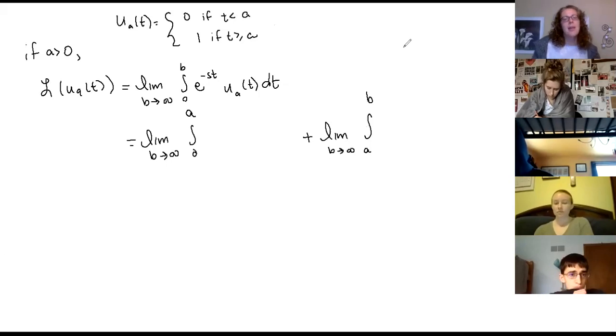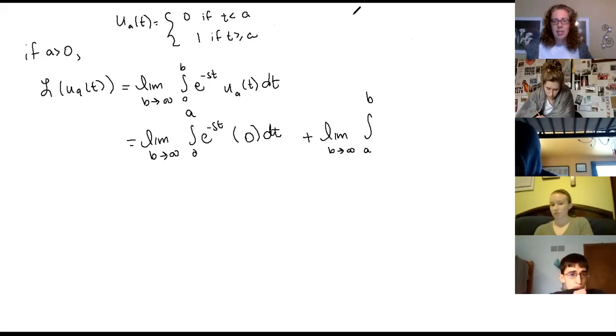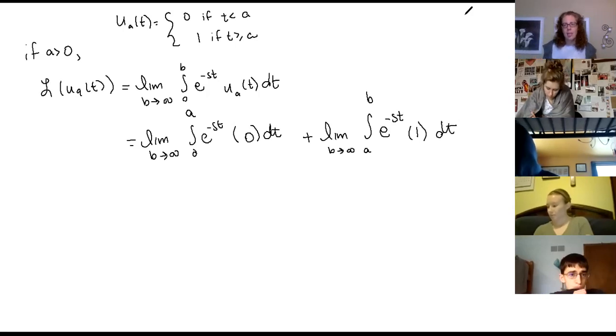First one is going to give me e to the negative st, and then if I'm between 0 and a, my function value is 0. So I've got 0 dt. If I'm between 0 and a, the value of my unit step function is 0. If I'm between a and b, I still have an e to the negative st, and then my function value is 1, and I've got a dt.